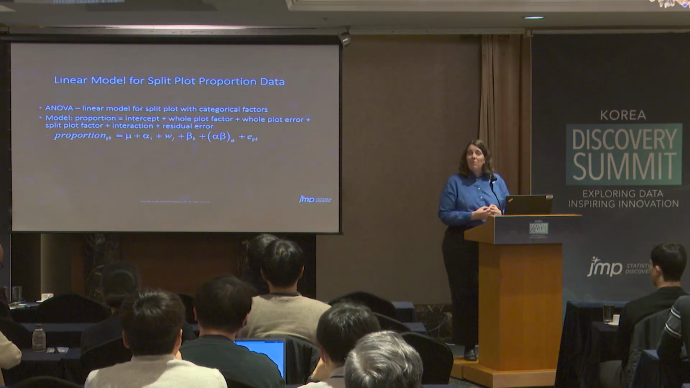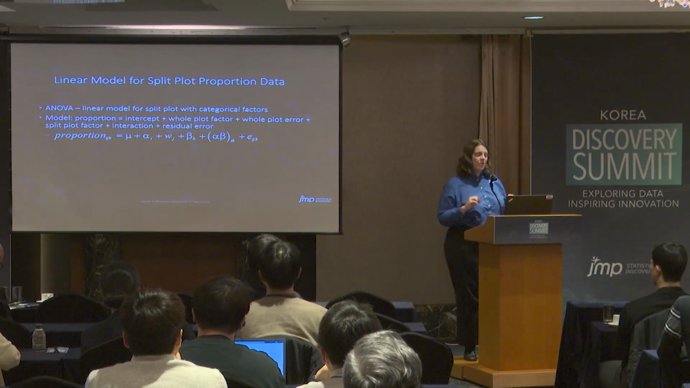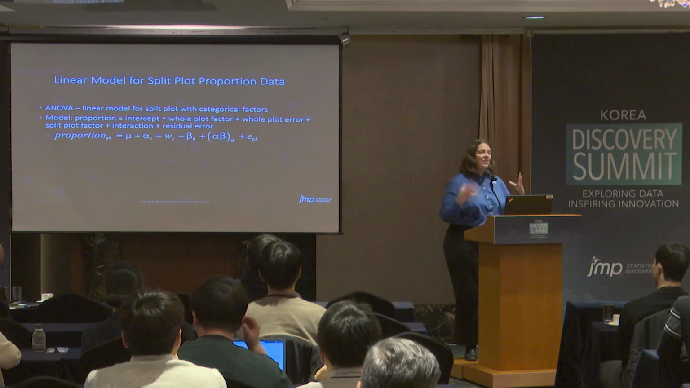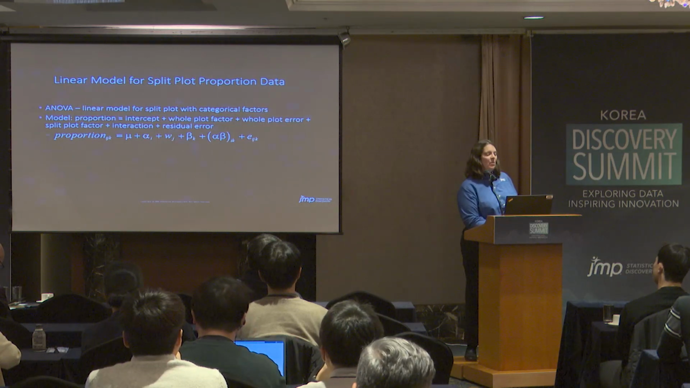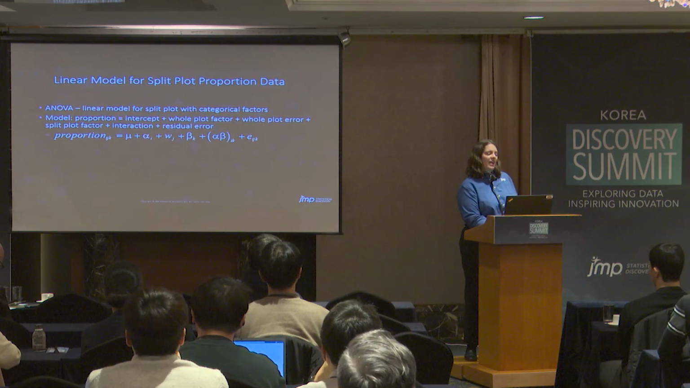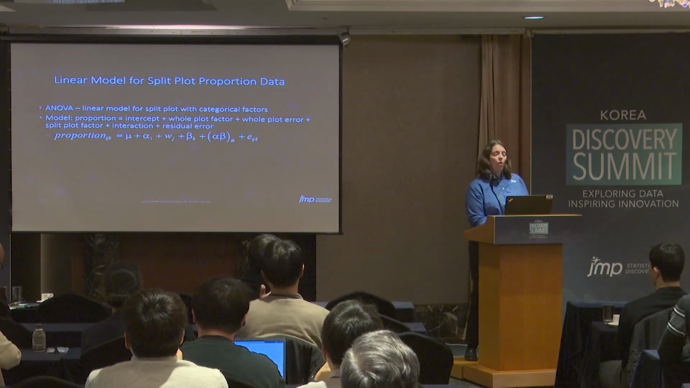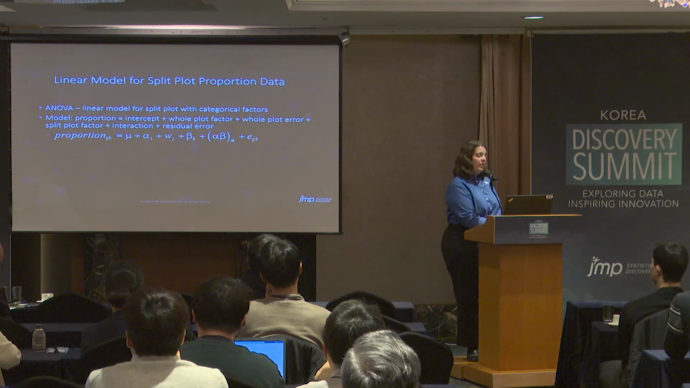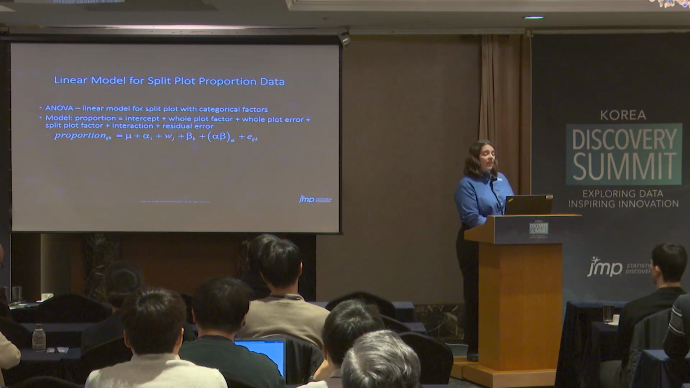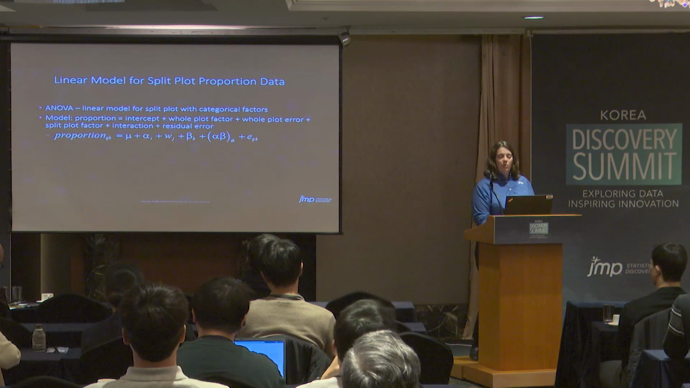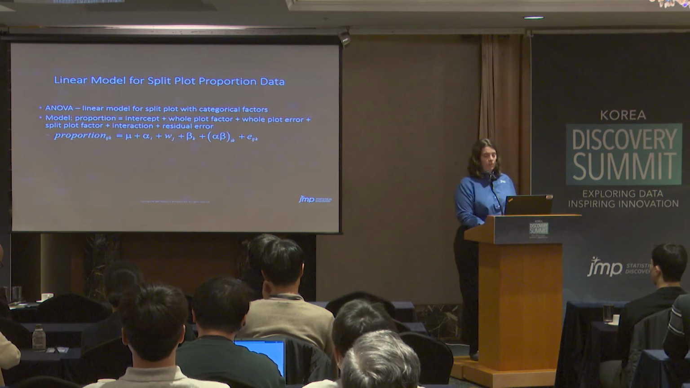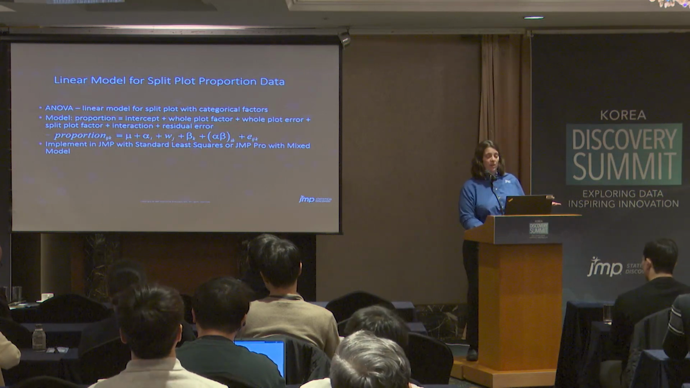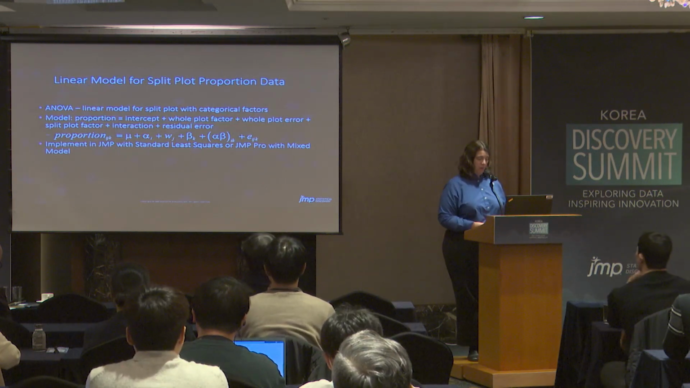For those of you who are mathematically inclined, because I know there's going to be 1 or 2 of you out there, here's our one equation for the day. That's our model that we're fitting. So we want to model that proportion as a measure of an intercept, our whole plot factor, our whole plot error term, our split plot factor, any interaction that we might have, plus that residual error. And in JMP, we can fit that either with standard least squares or in JMP Pro with mixed model.